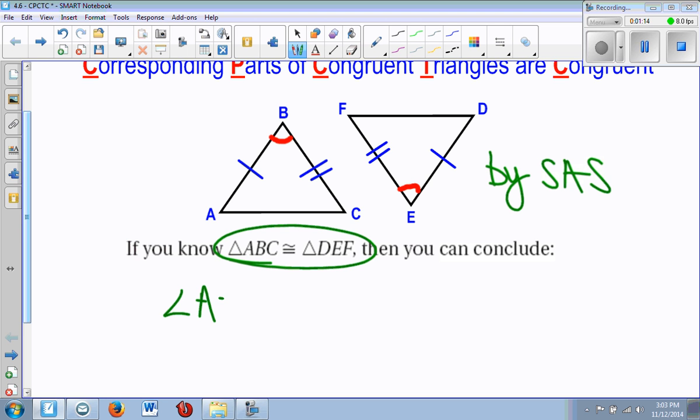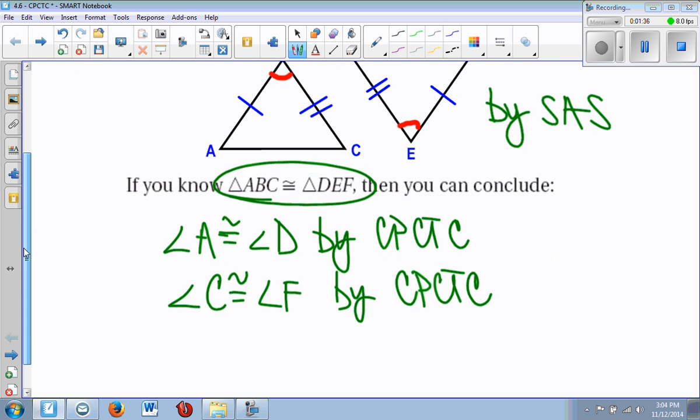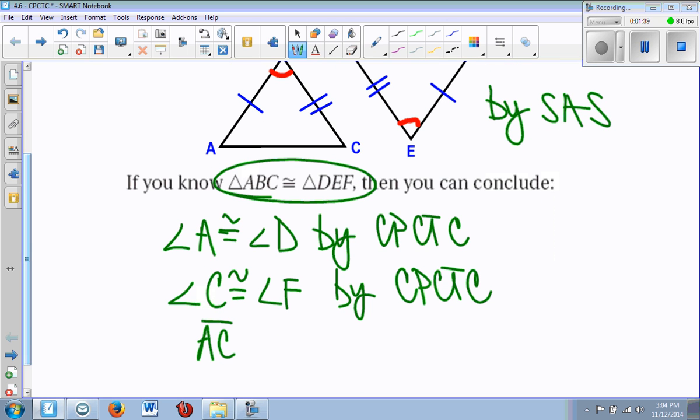One of them, angle A, is congruent to angle D because of CPCTC. They are corresponding parts in congruent triangles, so those angles are congruent. Angle C is congruent to angle F by the same reason, CPCTC. And there's one last pair of sides, which are AC and DF. Those sides are congruent by the same reason, CPCTC.